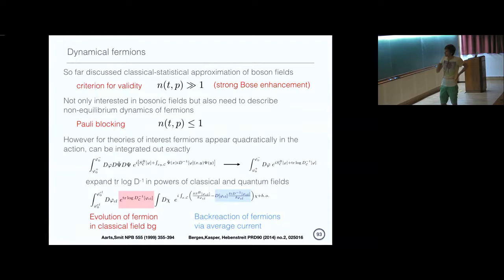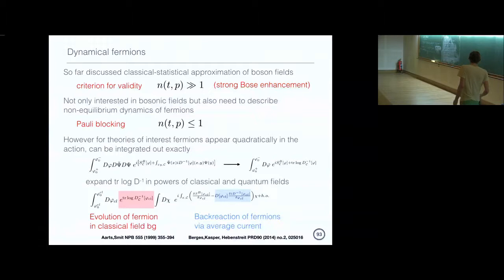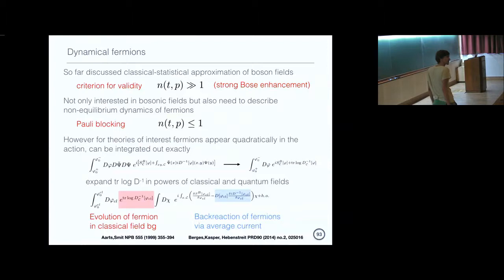So the simplification that we have for fermions is that typically, if we look at the theories that we're interested in, the fermion fields only appear quadratically in their action. And so at the level of the path integral, what that means is that we can simply integrate them out. And even if they don't appear quadratically, we can typically do things like a Hubbard-Stratonovich transformation, and then we have an additional bosonic field, and then we can again integrate them out. So typically we can simply integrate out the fermion degrees of freedom.